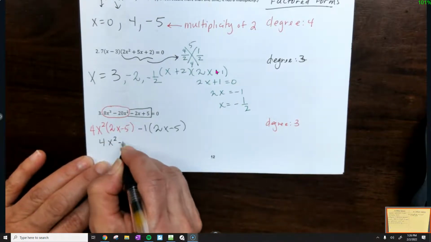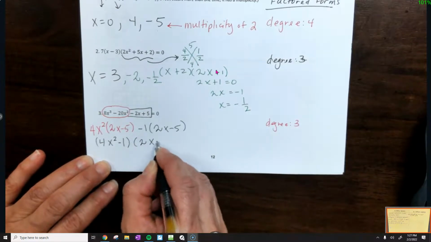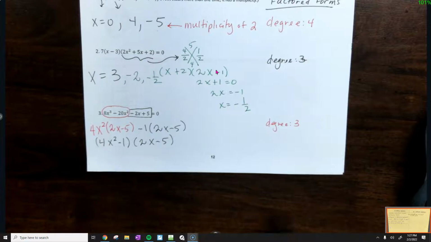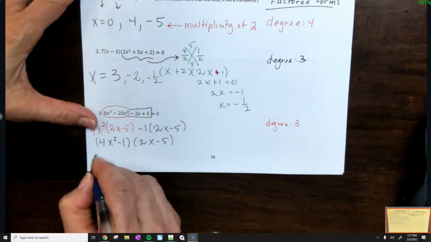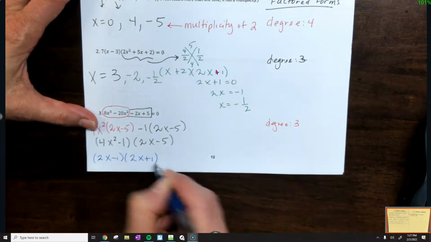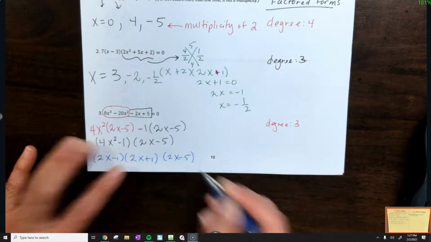So right now we have 4x squared minus 1, and then 2x minus 5. However, that's a difference of 2 squares. This can keep going. So that's going to turn into 2x minus 1, 2x plus 1. And then don't forget we did have the factor of 2x minus 5.